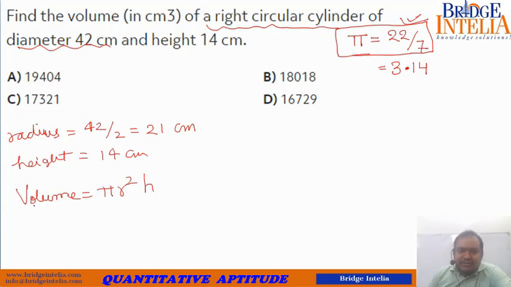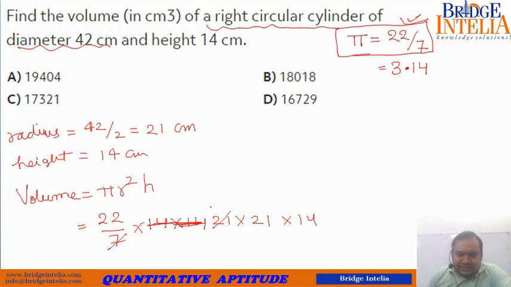Now let's see. Volume is equal to pi r square h. Now let's substitute the values. Pi is 22 upon 7, radius is 21, so 21 into 21, and height is 14. Now, 7 threes are 21, so this is 22 into 3, which is 66 into 21 into 14.